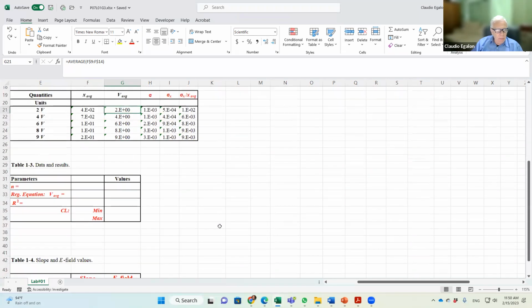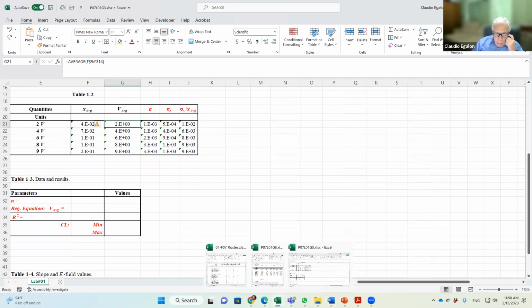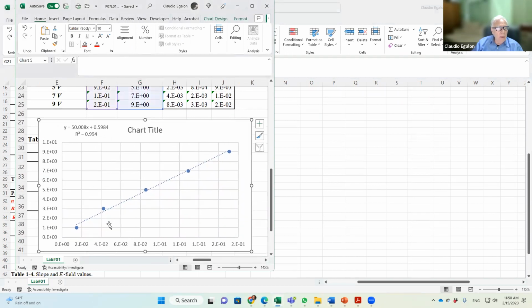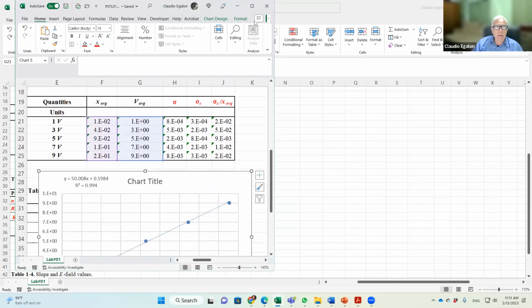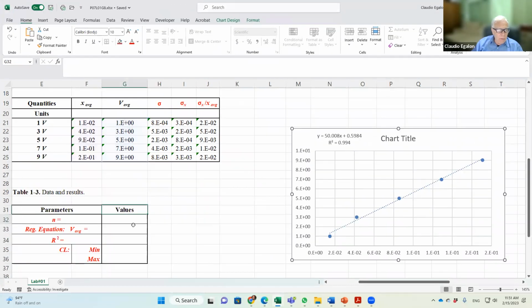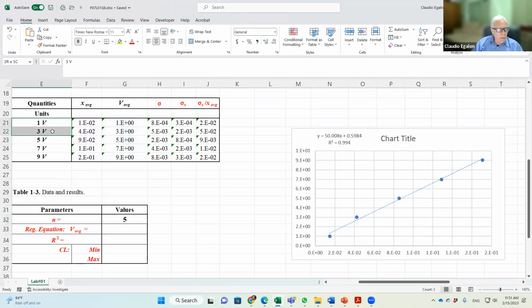Let me go back to my graph. This one here. Okay, here you go. R square. 1, 2, 3, 4, 5 only. Oh yeah, we have only 5 data points. It's not 6. So the number of data points here is going to be 5, because we got only 5 equipotentials.